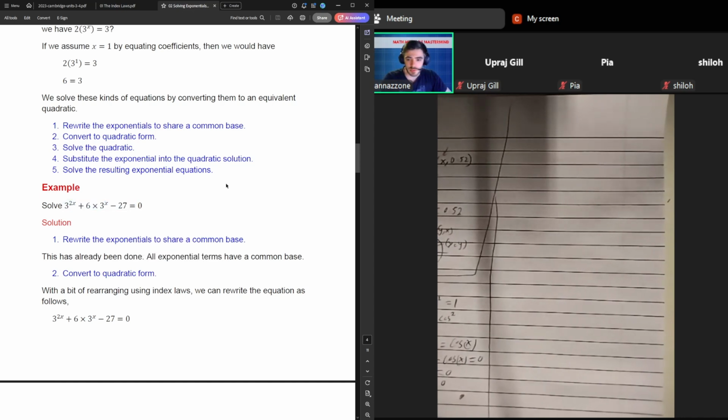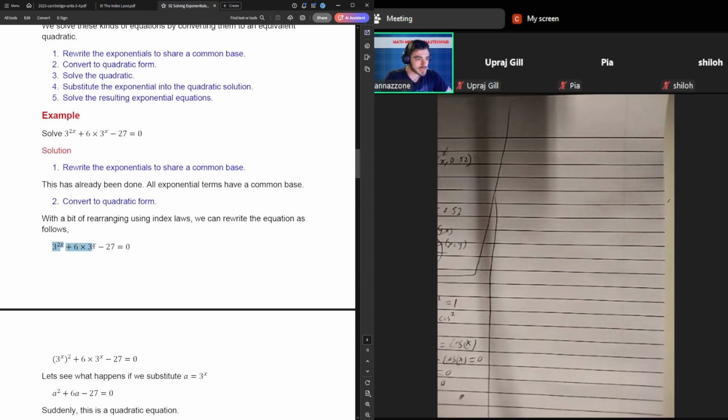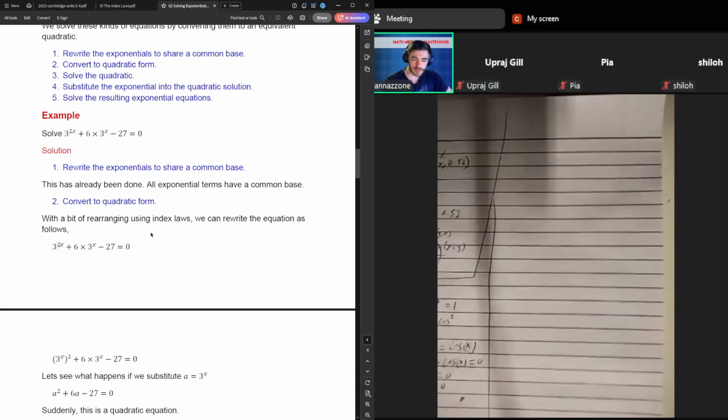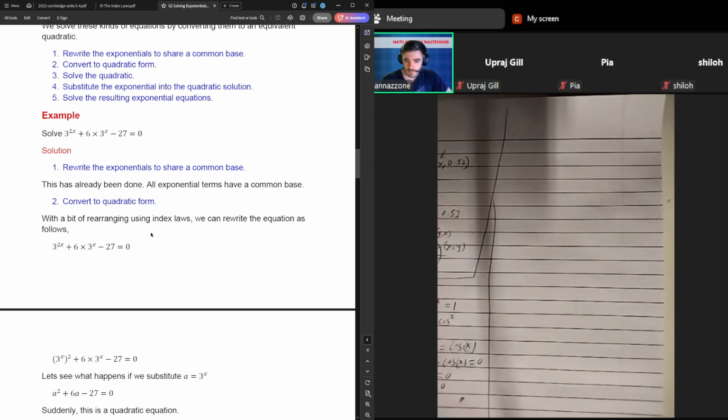But in this case, we don't need to do anything like that because it's already the same base. From there, you do a substitution. That means you look at the exponential terms in your equations and pick the common exponential between both. In this case, the common factor is going to be 3 to the power of x.